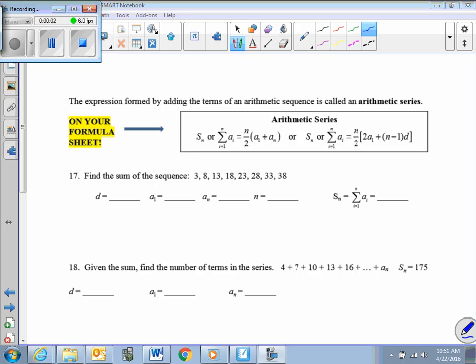Today's lesson is on arithmetic series. If you recall, the last lesson we did was on arithmetic sequences. So what we're going to do now is look at those sequences and what happens when we start adding all the terms of the sequence. That's what makes it a series.